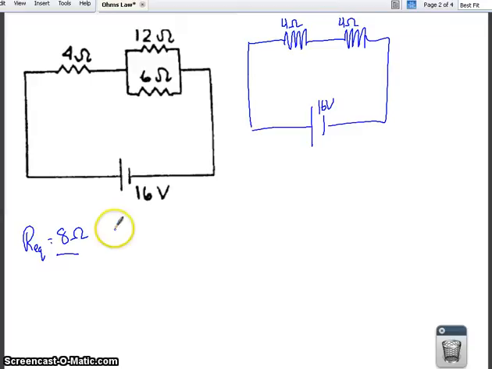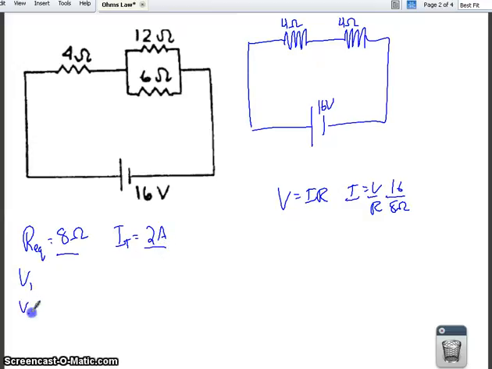Next thing we're going to do is solve for current. We're going to solve for total current. Our current is going to equal V over R. Voltage here is 16 volts. Total resistance is 8 ohms. So our current here is 2 amps. We're going to next solve for V1, V2, and V3, and we're going to solve for I1, I2, and I3.